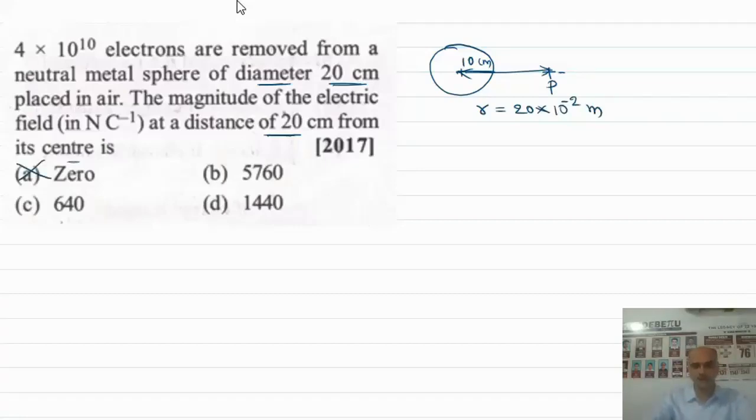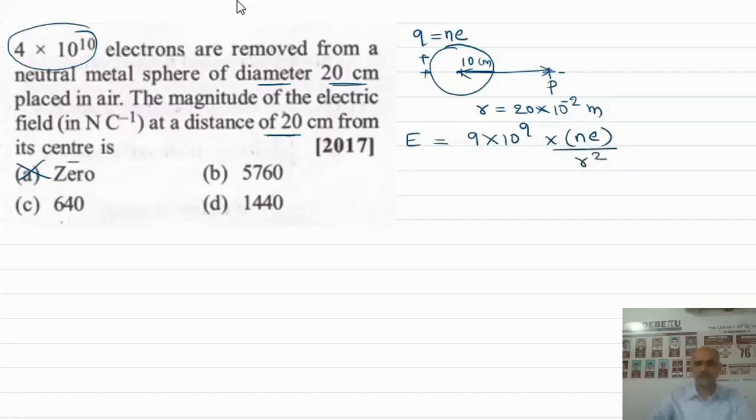So A is not the answer. Don't get confused and tick 0. Instead of giving the charge, the number of electrons removed is given. So we use the formula q is equal to n into e. This is a charged sphere. You are required to find the electric field. So E is equal to 9 into 10 raised to 9 into q, where q is n into e, divided by r square. Substitute, and if you solve two steps you will have the answer.